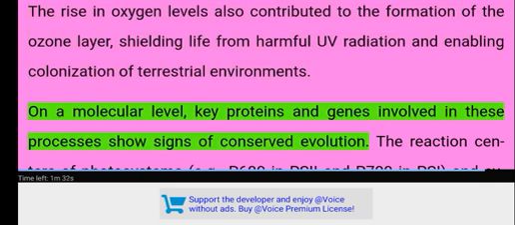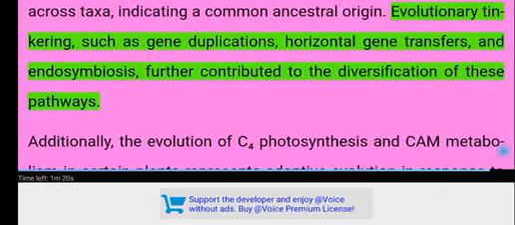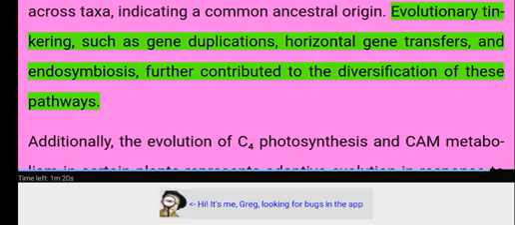On a molecular level, key proteins and genes involved in these processes show signs of conserved evolution. The reaction centers of photosystems, e.g., P680 and PSII and P700 and PSI, and cytochrome complexes in the mitochondria, etc., show homology across taxa, indicating a common ancestral origin. Evolutionary tinkering, such as gene duplications, horizontal gene transfers, and endosymbiosis, further contributed to the diversification of these pathways.